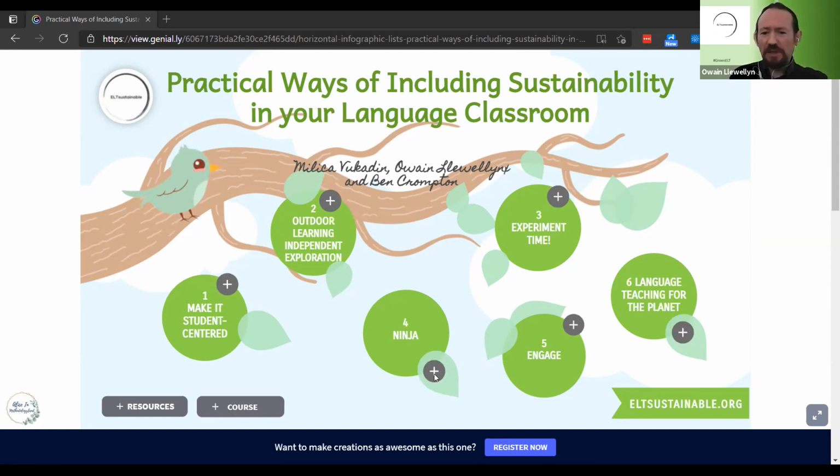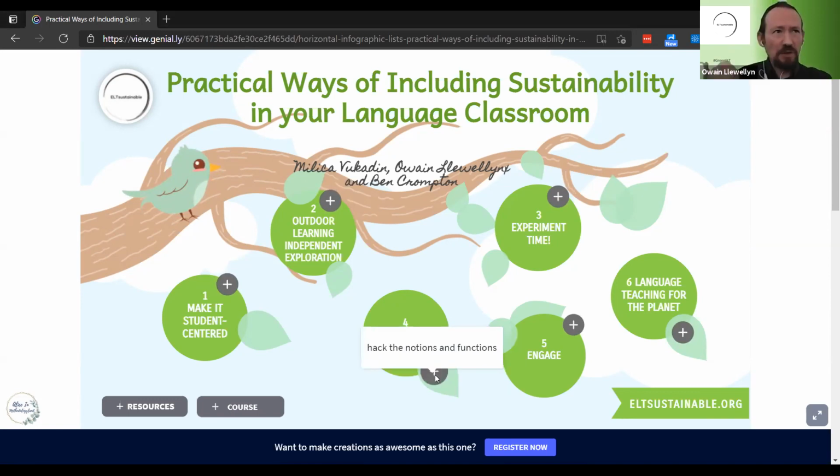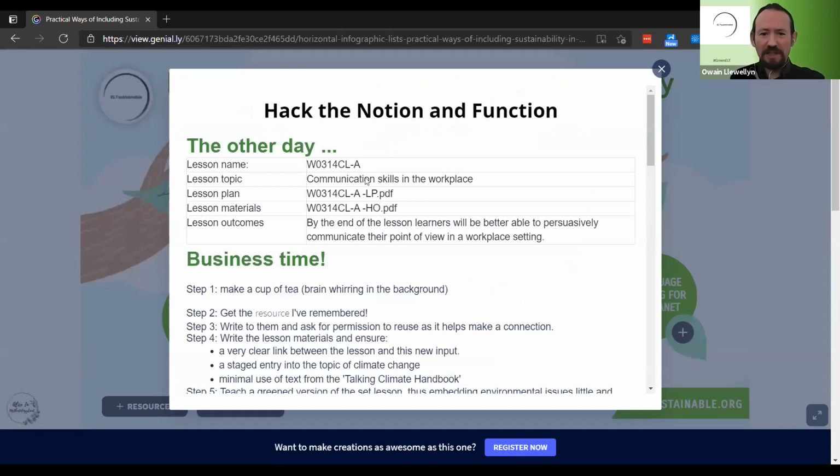Now, it's easy with a topic-based lesson because you always have an environmental link. Food, transport, it's always there. One I did was communication skills in the workplace, functional language. By the end of the lesson, learners will be better able to persuasively communicate their point of view in a workplace setting. What's the environmental angle on that?